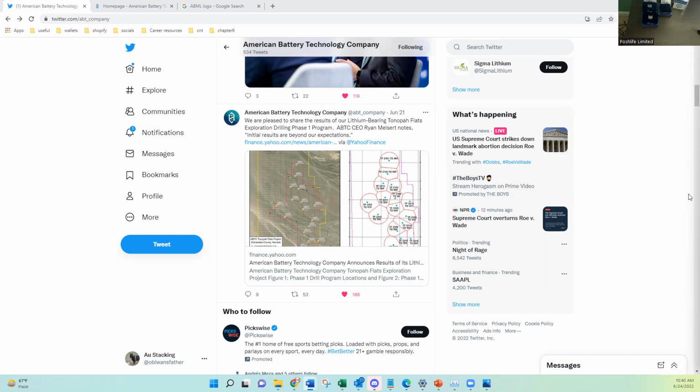We are pleased to share the results of our lithium bearing Tonfo Flats exploration drilling phase one program. Summarize what happened there. They got a bunch of results back from a drilling. They're like 10,000 plus acres, right? Higher concentrated than expected and at a shallower depth than expected. So it's going to be easier to get to more of it.